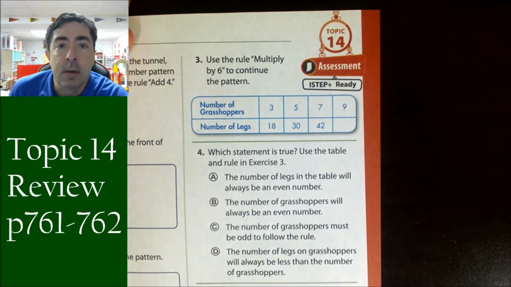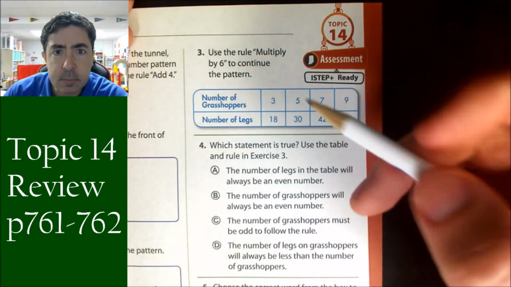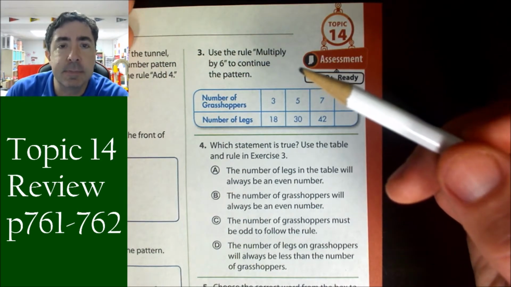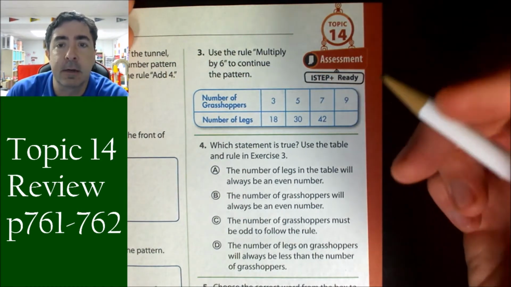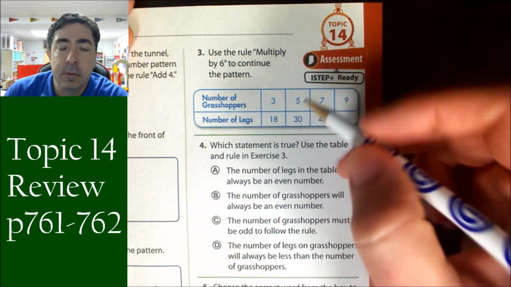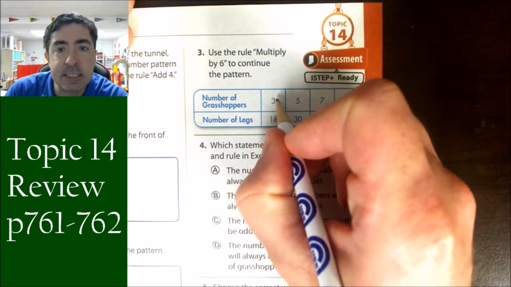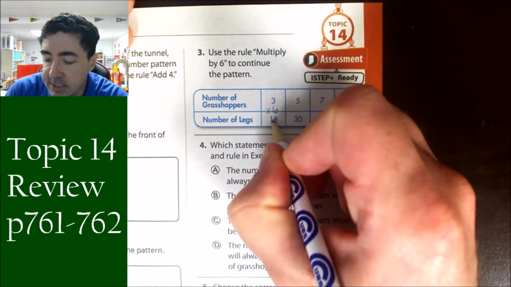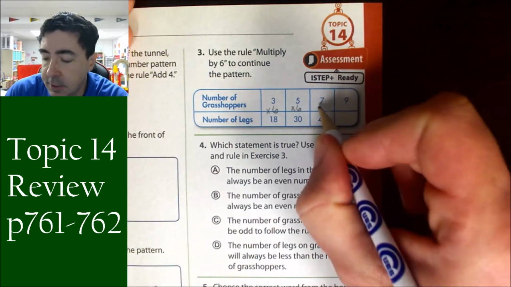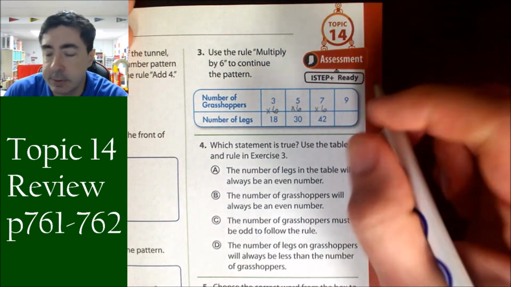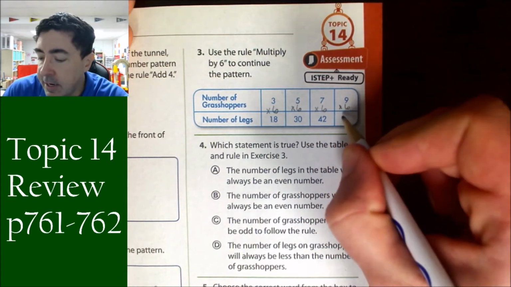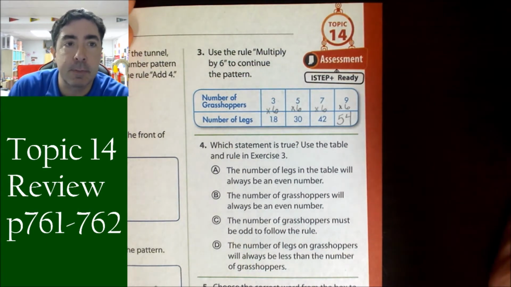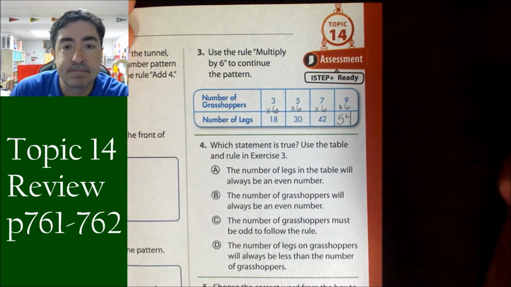Okay. Number 3. Use the multiply by 6 rule to complete the pattern, continue the pattern. So when we're talking about multiplying by 6, it's going from the top number down to the bottom number. Because 3 times 6 is 18, 5 times 6 is 30, 7 times 6 is 42, and that will give me 9 times 6 equals 54. So the answer for number 3 is 54.